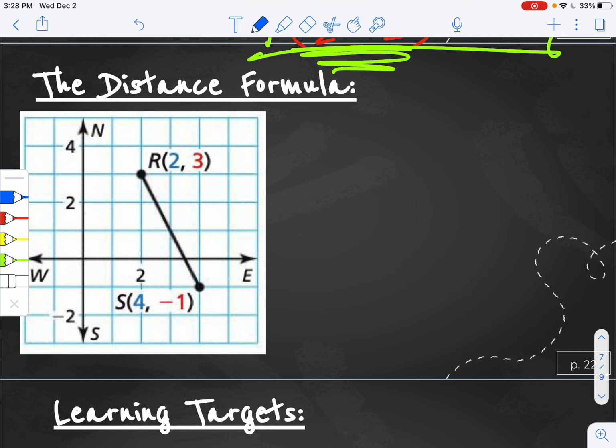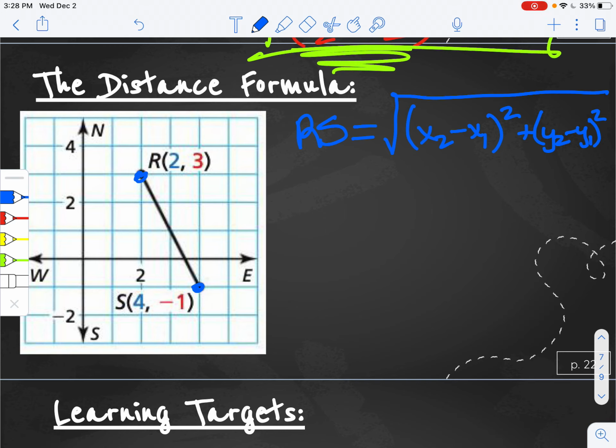Now the distance formula. Here we have another formula, the distance formula. So this time we have the line segment RS. So we say the distance of RS, and here's the formula. The square root of x2 minus x1 squared plus y2 minus y1 squared.